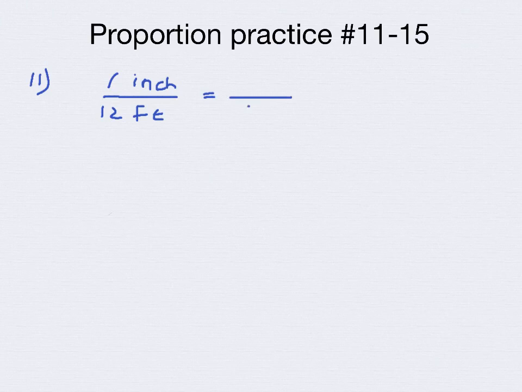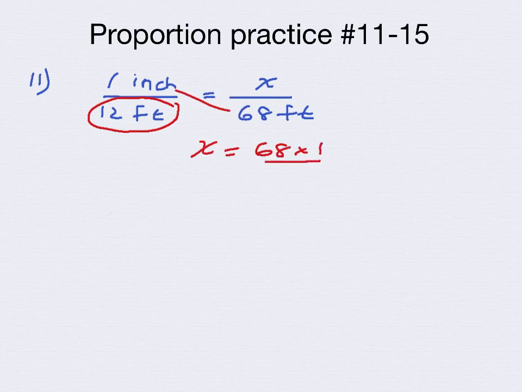In real life, 68 feet would go on the bottom. How many inches would the blueprint actually be? We're going to do the same procedure that we always do, which is cross multiply and divide. Circle the number across from the x and cross multiply. So x is going to equal 68 times 1 divided by 12. So x is going to equal 68 over 12.